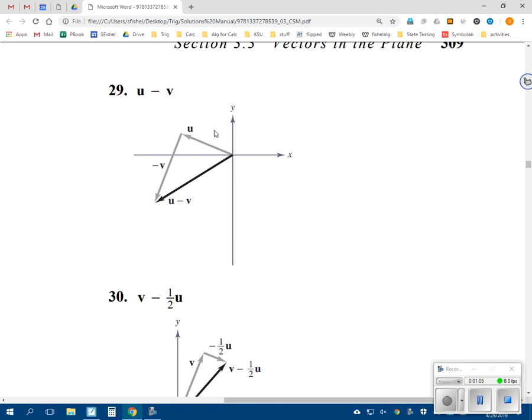29, u minus v. Here's your vector u, and then attached to that, vector v going in the opposite direction as original vector v, and then the new vector that creates, this black one, is u minus v.